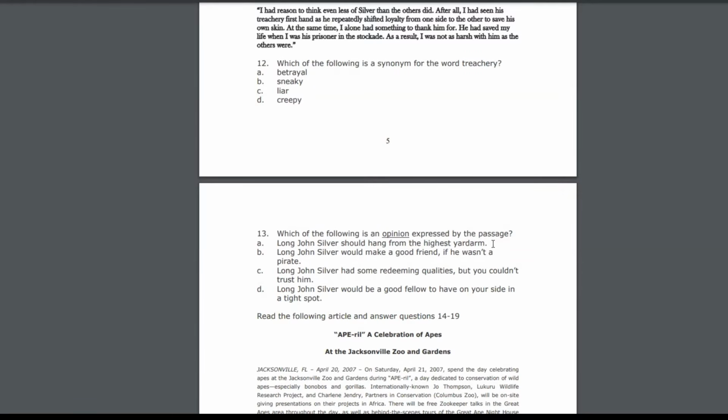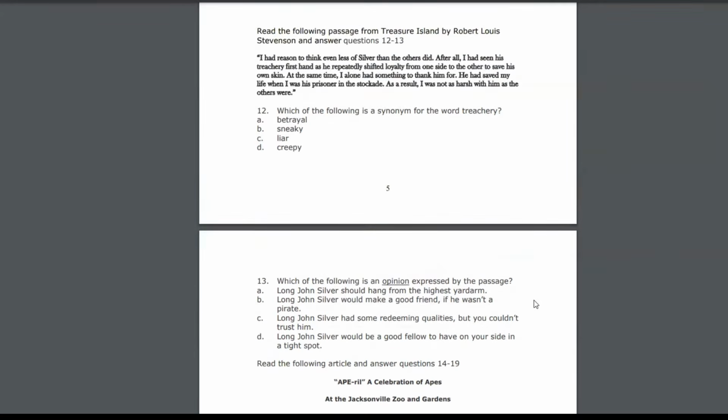Okay, so if we go through and look at our choices, it says Long John Silver should hang from the highest, I don't know, is it yard arm? Long John Silver would make a good friend if he wasn't a pirate. Long John Silver had some redeeming qualities, but you couldn't trust him. And Long John Silver would be a good fellow to have on your side in a tight spot.